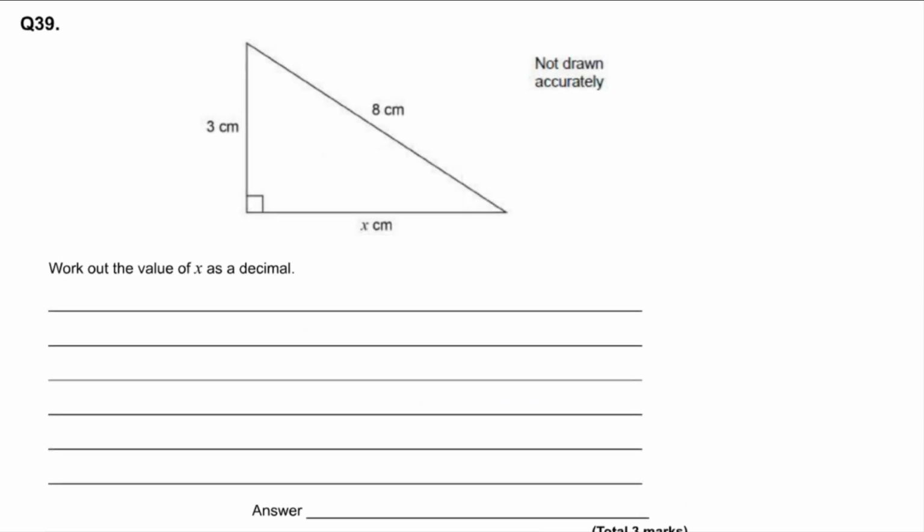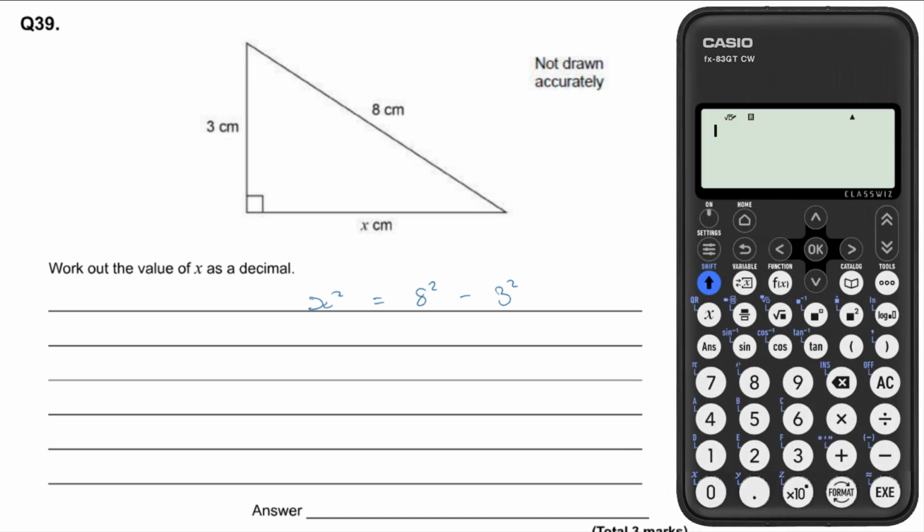Question 39, x again is one of the shorter sides, so x squared is going to be 8 squared minus 3 squared. Square your other 2 sides and then subtract. Again, you need to make sure your big side is the first one, otherwise you're going to get a calculator error. Root 8 squared minus 3 squared.